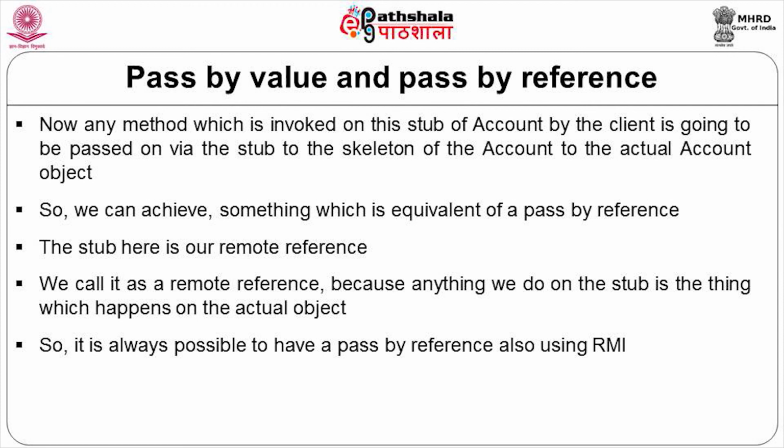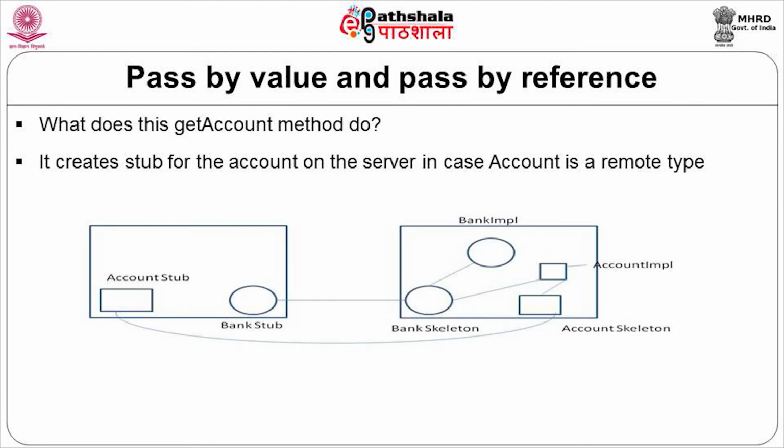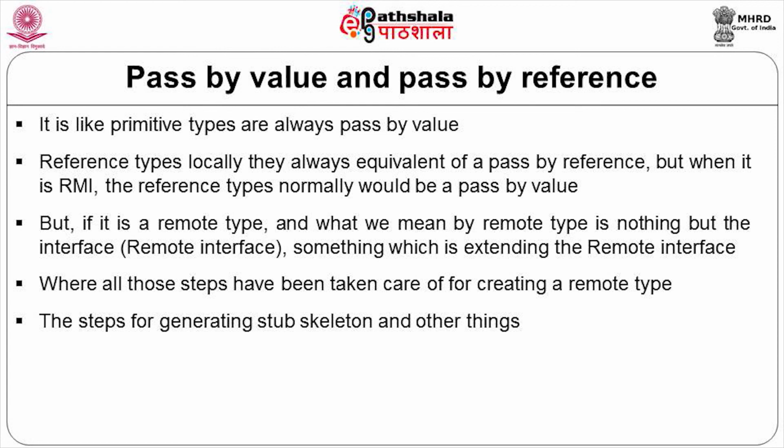The stub here is our remote reference. We call it a remote reference because anything you do on the stub is the thing which happens on the actual object. So it's always possible to have a pass by reference kind of thing using RMI. But for that, primitives are always pass by value, which we knew. Reference types locally are almost the equivalent of a pass by reference, fine. But when it is RMI, the reference types normally would be pass by value over RMI.